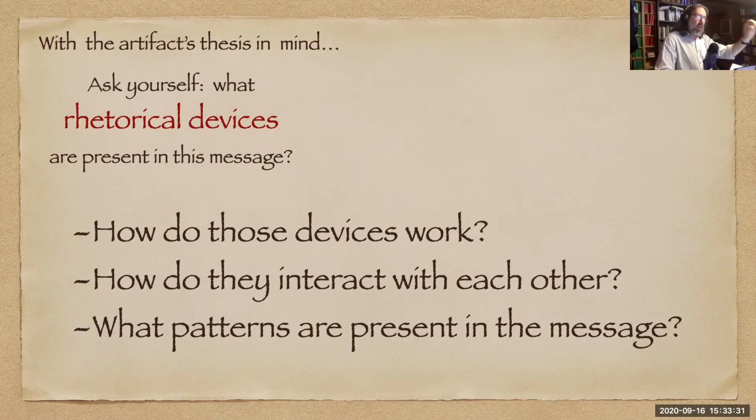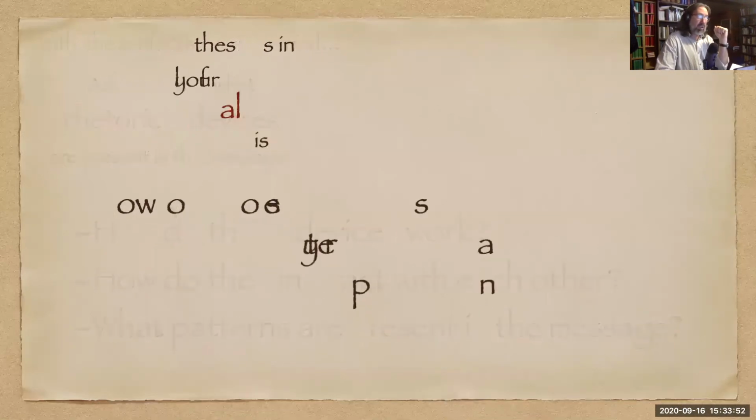It's going to start with that thesis: here's what the author wants. And it's going to say, okay, what are the rhetorical devices they're using to help get me there? How do those devices work? How do those devices interact with each other? How do they repeat or set themselves in opposition to each other? What patterns am I going to see here as I unpack this message?